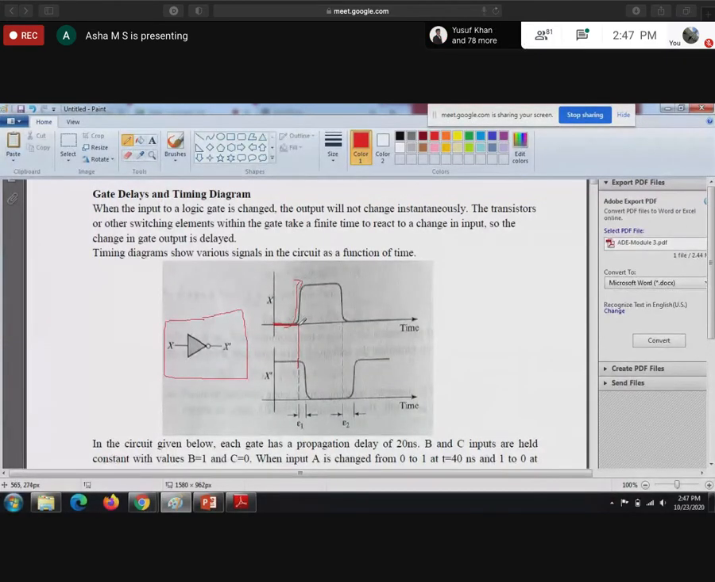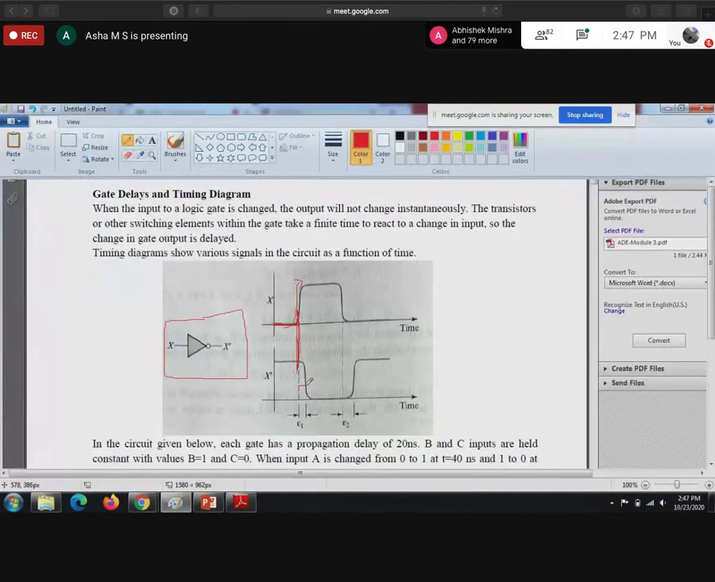Till this time, the value of X is 0. At this particular time, the value of X is changed from 0 to 1. So when the value of X is input, the output of the NOT gate will be the reverse of that. After the value of X changed from 0 to 1, the output will be the reverse of that, correct? But here the value of X is changed from 0 to 1.